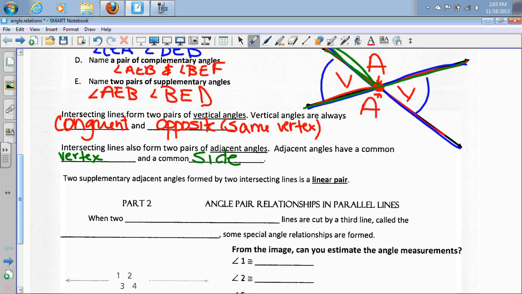Two supplementary angles formed by two intersecting lines is a linear pair. So the B and A form a linear pair. Notice it says they are supplementary. So what do I know about B plus A? It will equal 180 degrees.